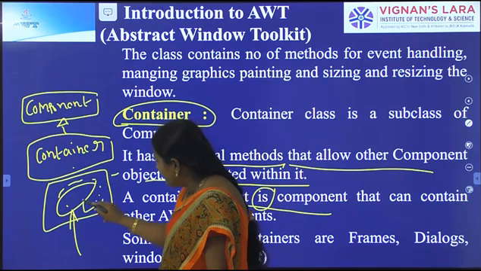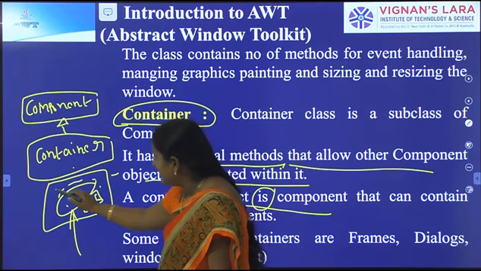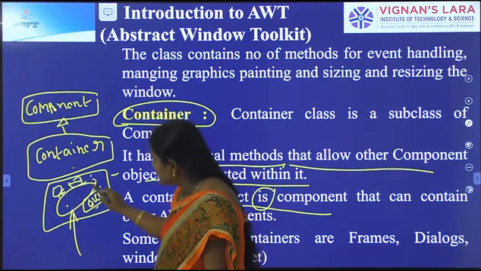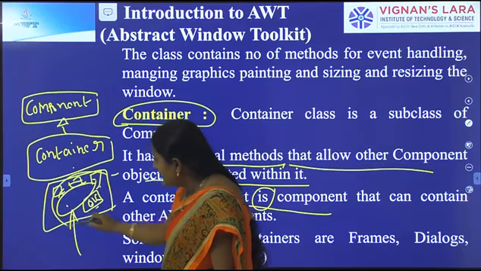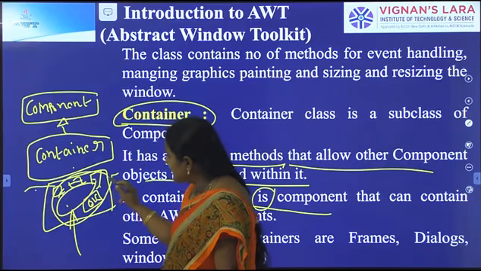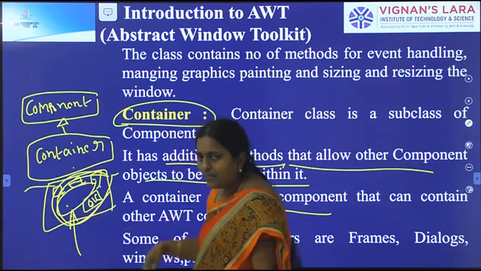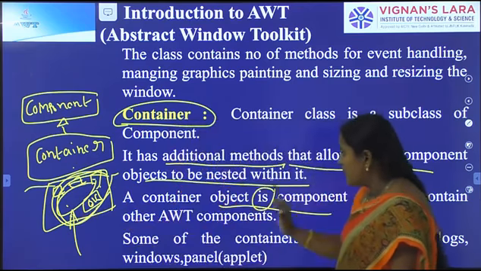Suppose here I'm displaying a button, an OK button. So I'm displaying checkboxes. These all are the components. Components are present inside the container. It is a container. Components are placed inside the container. So it is a place where we can add the components and where we can remove the components.